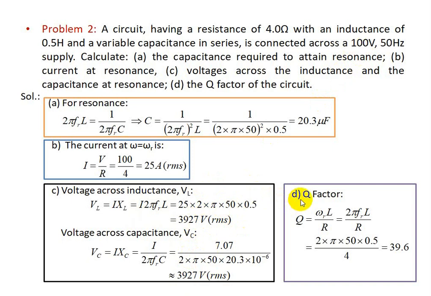Then finally, find the Q factor. Q factor is given by the formula omega R L by R. So omega R is 2 pi Fr into this L and this R. Substitute the values, and you will get the value as 39.6.